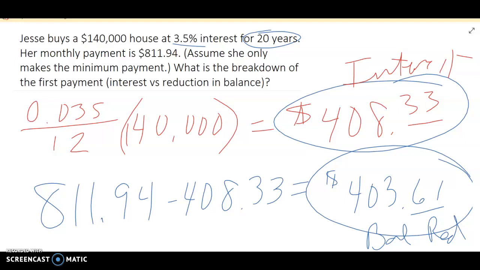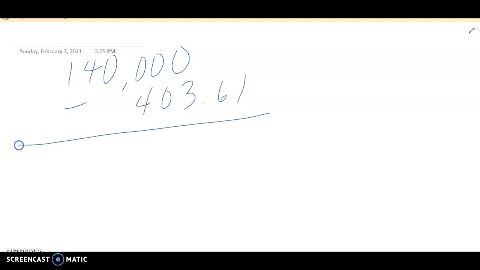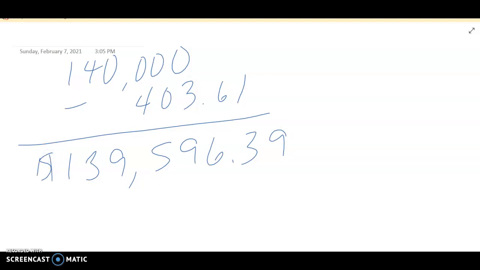However, let's pretend. Actually, I want to go back to this example for a minute. This reduction in balance means that if Jessie owed $140,000 and the reduction in balance was only $403.61, then after 1 month, Jessie still owed $139,596.39. You can see that you're making this big $800-some payment and your balance is barely moving. That's how it is at the beginning of a mortgage.